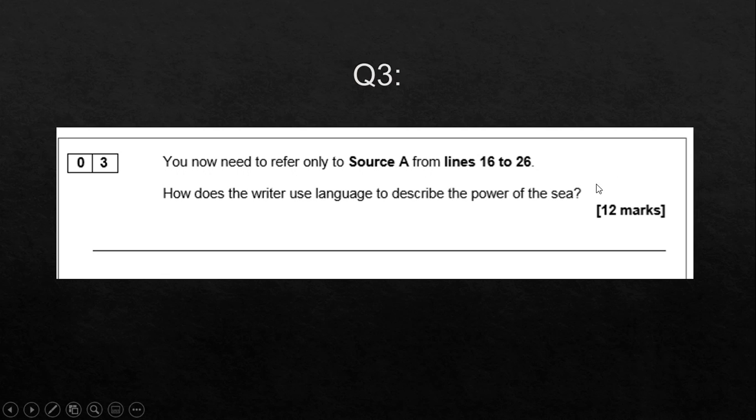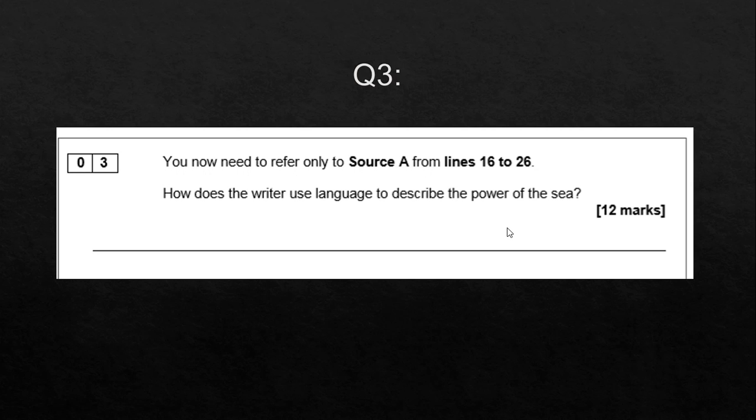The reason is it will direct you to this part because there is actually a lot of language being used there, some very deliberate language choices. And if you look at the question, the focus here was on the power of the sea. So how was language used to describe the power of the sea?